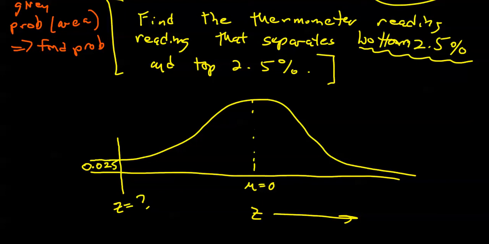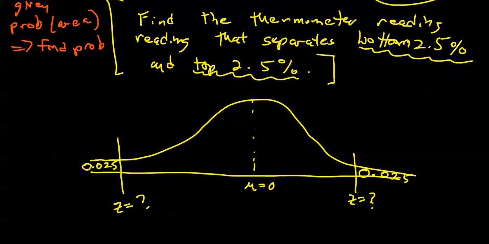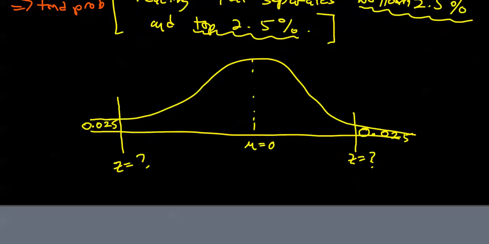And notice I'm going to want a similar reading on top. I want to cut off the top 2.5%. So I'll draw another question mark here. This specifies a top z-value such that the area to the right of that thermometer reading is 0.025.